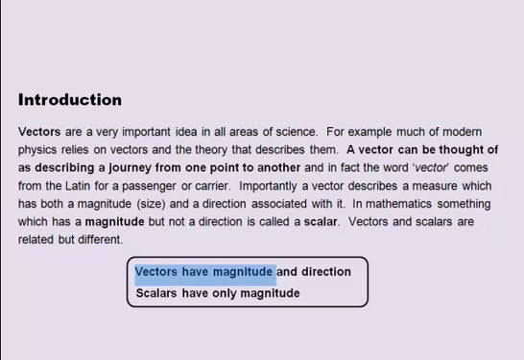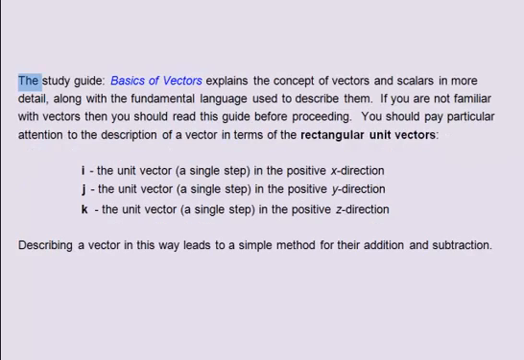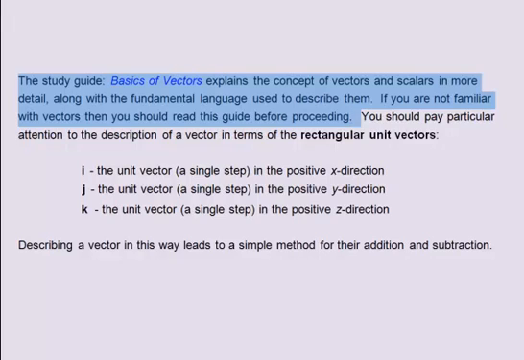Vectors have magnitude and direction. Scalars have only magnitude. The study guide, Basics of Vectors, explains the concept of vectors and scalars in more detail, along with the fundamental language used to describe them. If you are not familiar with vectors, then you should read this guide before proceeding. You should pay particular attention to the description of a vector in terms of the rectangular unit vectors.